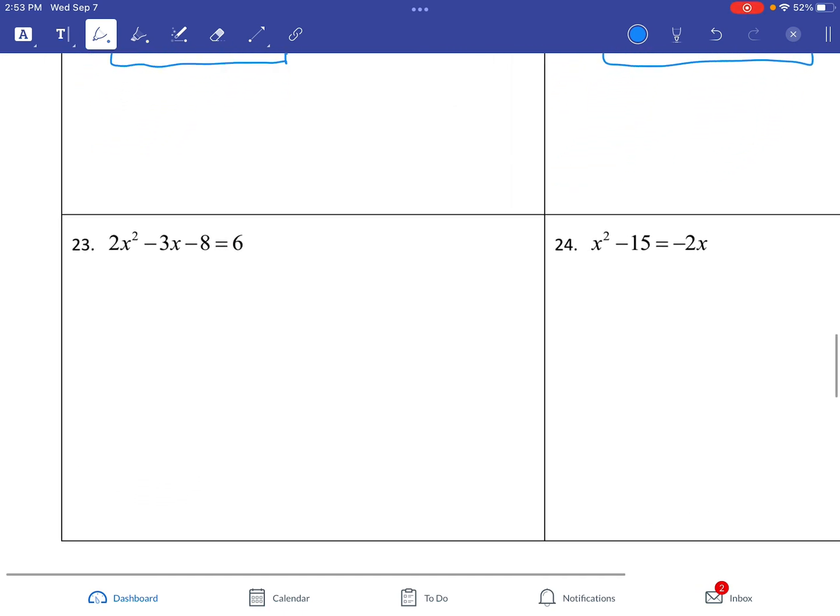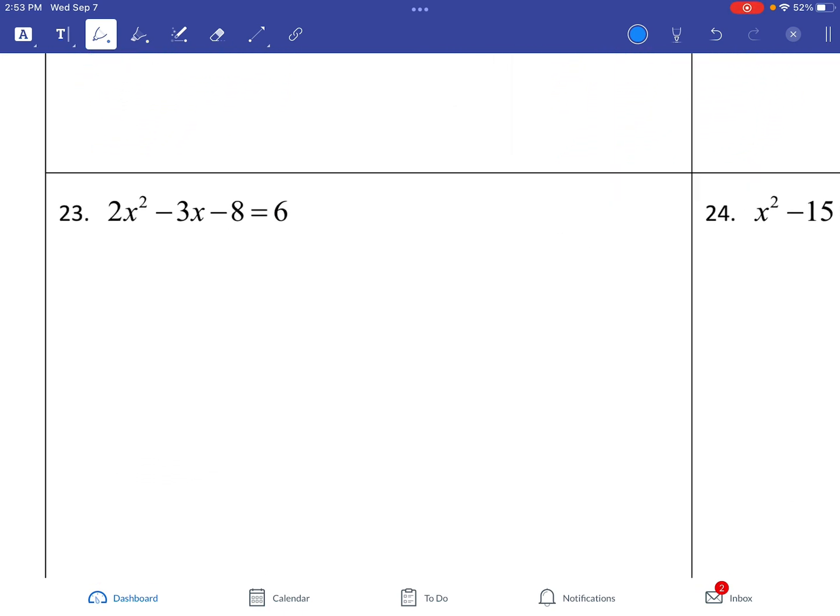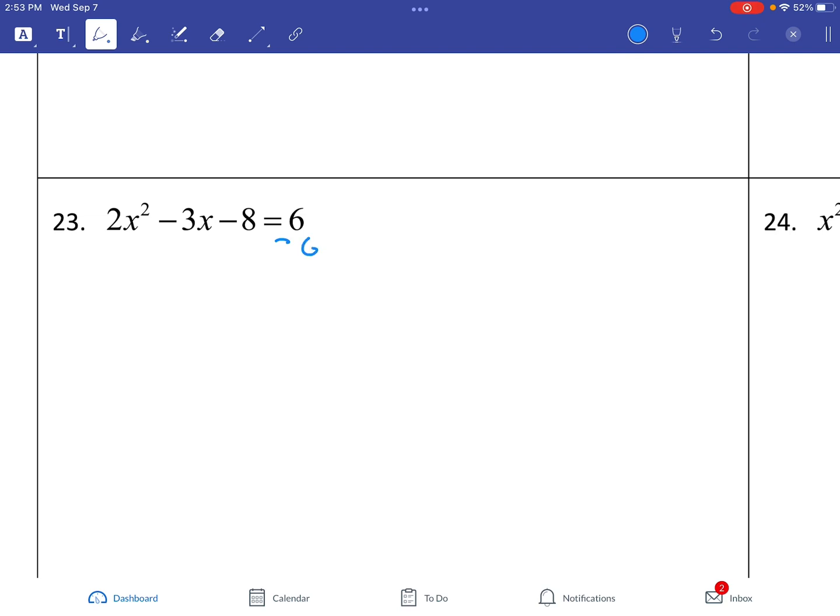All right. Again, we need to set this equation equal to 0, so we're going to do that by subtracting 6 from both sides. So I will get 2x squared minus 3x minus 14 equals 0. All right. I'm going to take my first term and my last term, multiply them together to get negative 28. Two numbers that multiply to be negative 28 but add up to be negative 3 would be negative 7 and positive 4.